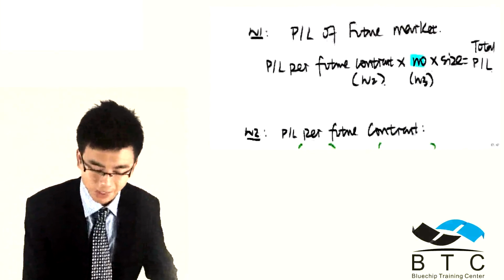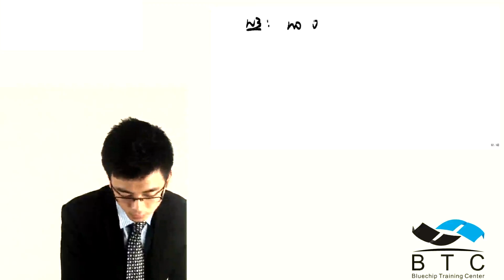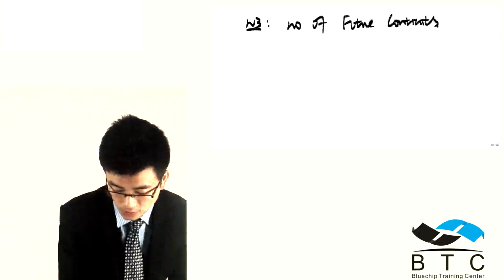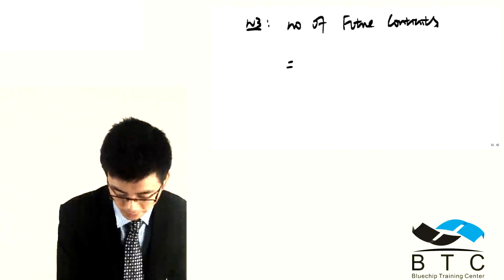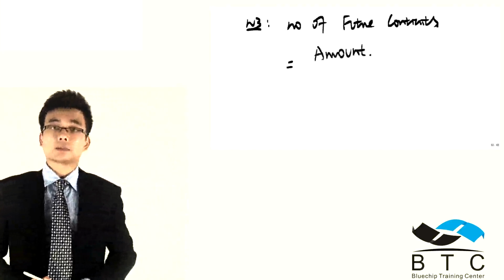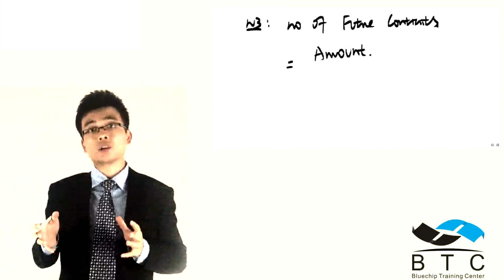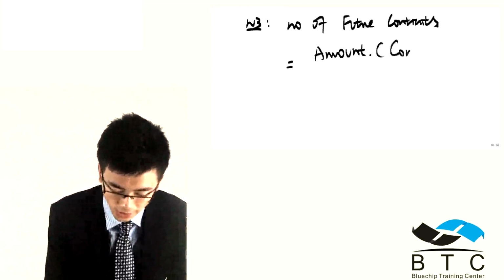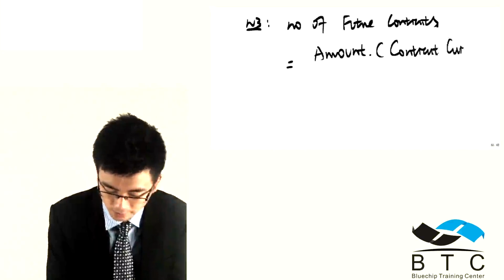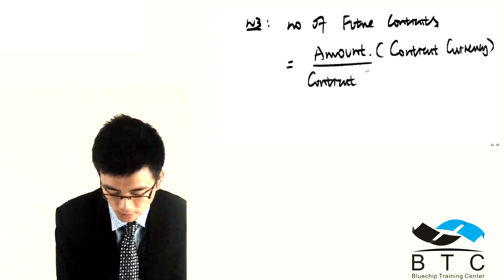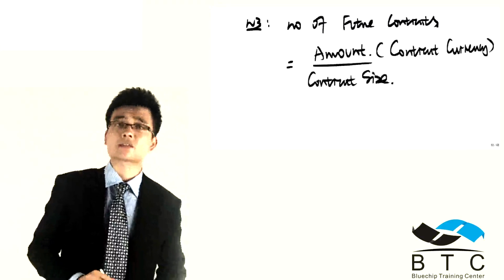What about the working number 3 then? It's the number of future contracts. The number of future contracts, we're going to take the amount. What do I mean by amount? Well, it is the amount we are going to receive or pay, yes, but it needs to be in the contract currency, divided by the contract size. Okay, simple as that.